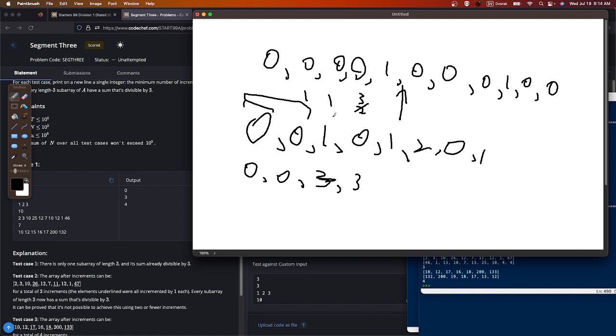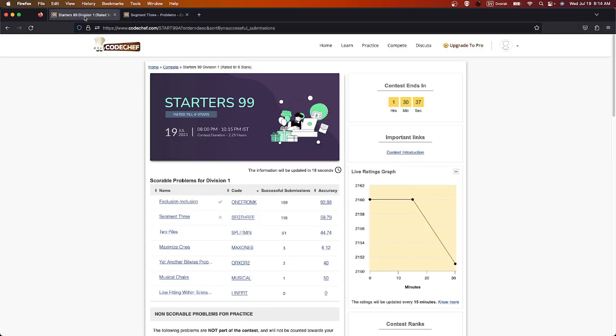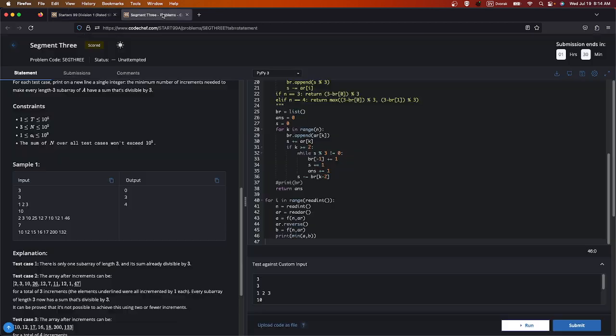Okay, this has to be something. There's 116 people that have solved this. I'm definitely missing something. What the heck am I missing? What am I completely not looking at here?